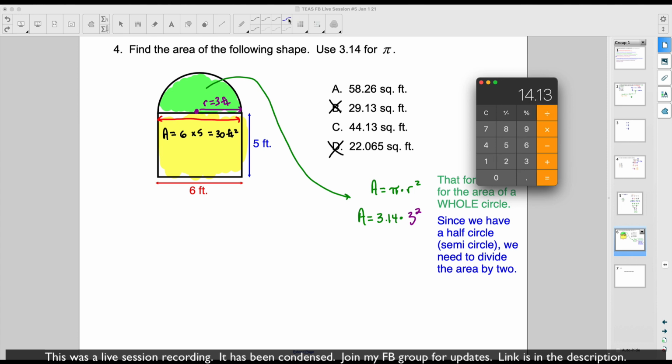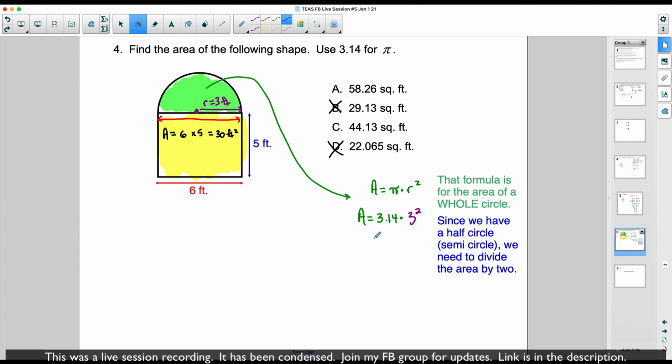When we do this, it was 28.26, and this is square feet. But we want to do half of this because that formula here again is the formula for the area of a whole circle. So the one that we want is we want to take that 28.26, divide it by 2, and I think that was 14.13 square feet.